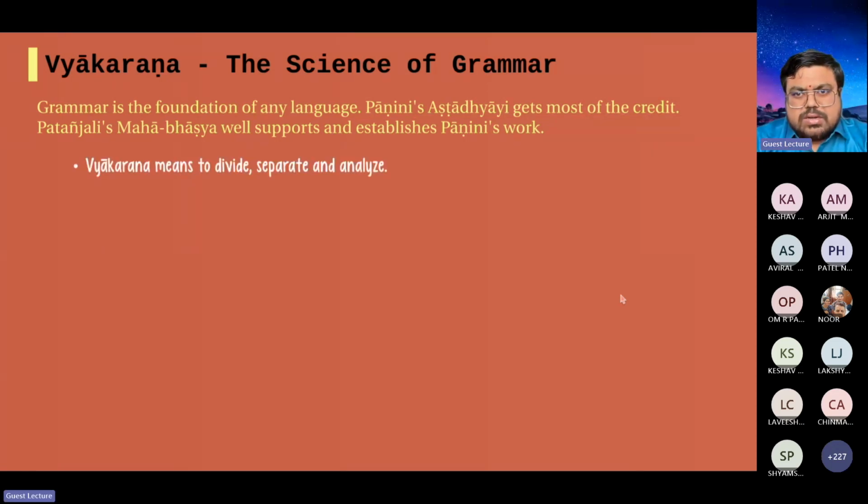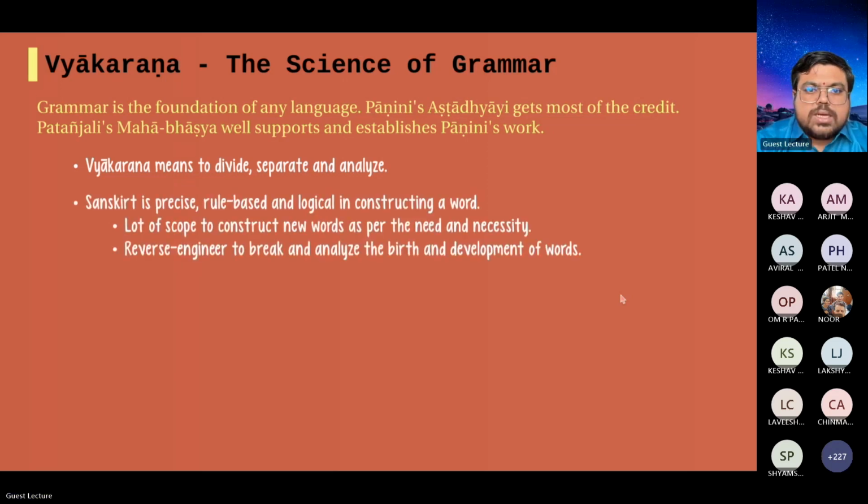What does Vyakarana actually mean? Karana means to do something. So Vya means to expand, or to divide, separate, analyze, and then expand. So Vyakarana expands on the division, separation, and analysis of each and every aspect of a sentence and a word. And Sanskrit is precise and rule-based, and hence very logical in constructing a word. There is a lot of scope to construct new words as per need and necessity.